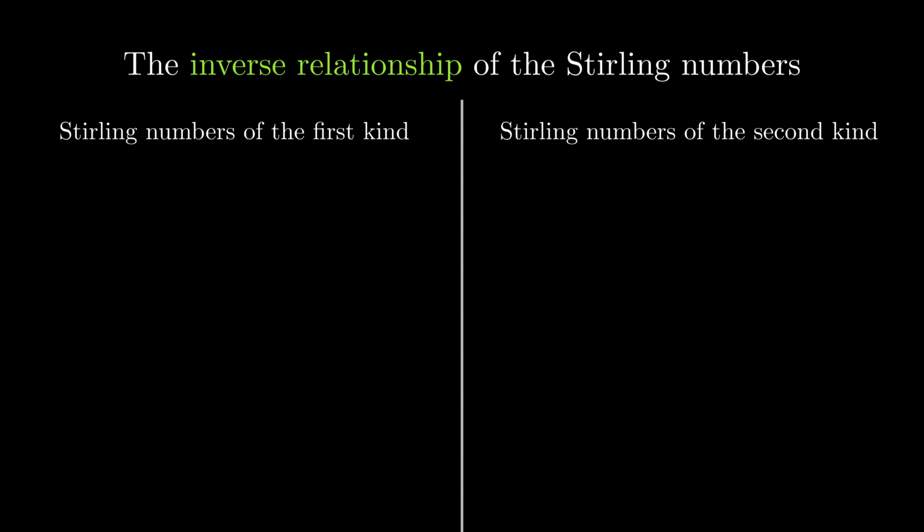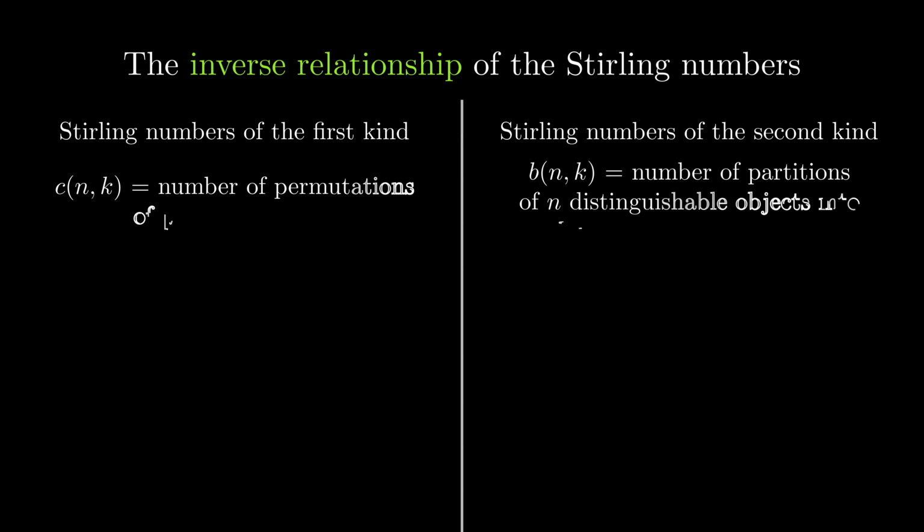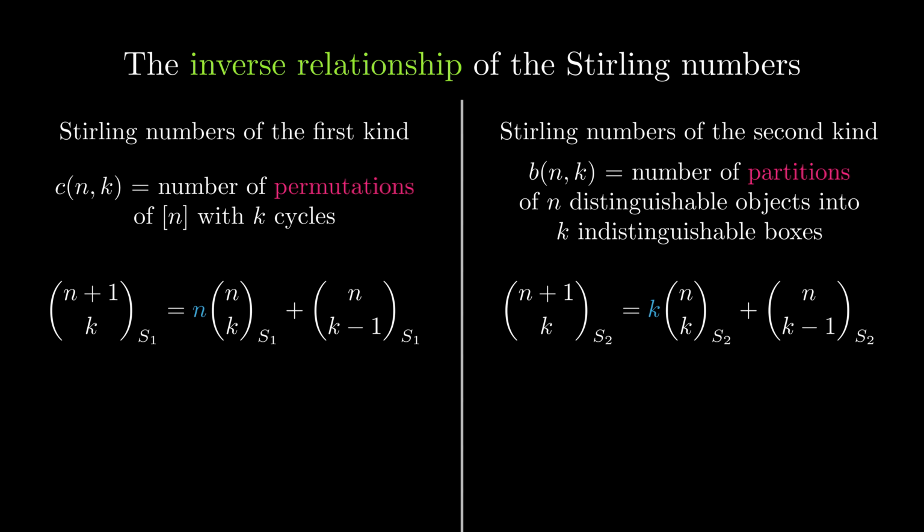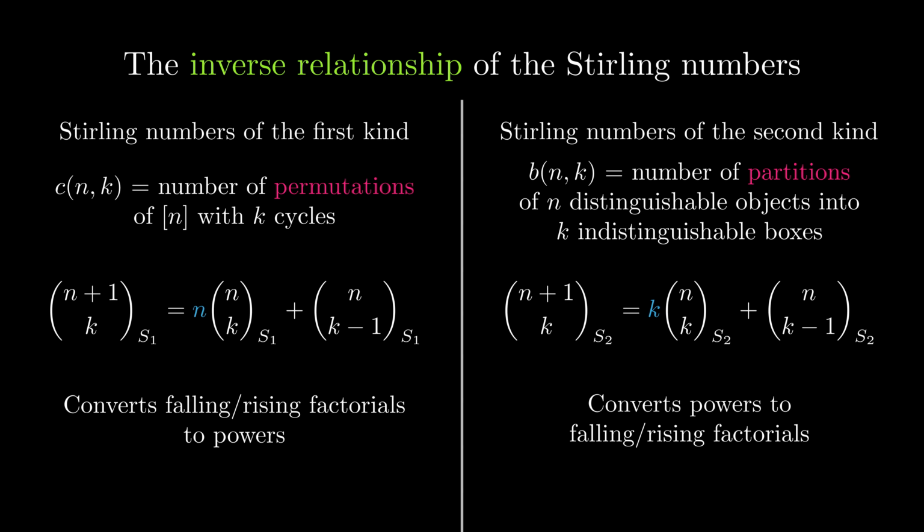So now we have seen the inverse relationship between these Stirling numbers. Initially, they may not look related at all. One counts permutations with certain numbers of cycles, one counts partitions of distinguishable objects in indistinguishable boxes. However, we have seen not only parallels in their recurrence relations, but they also allow us to convert from powers to rising and falling factorials and back.